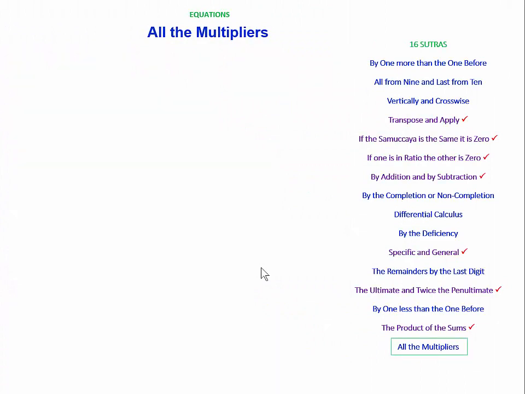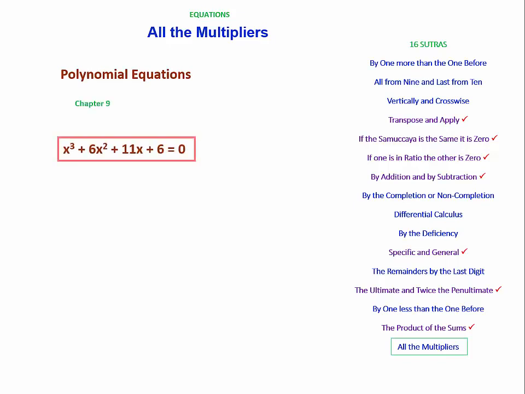All the multipliers, Gunaka Samuccaya. We can see an application of this in polynomial equations. This is in chapter 9. So taking the same cubic equation as before, if we focus on the 6 here, we can look at its factors. Multipliers, factors, and multipliers. Because the factors are 1, 2, and 3, that helps us to factorise the equation and therefore solve it.